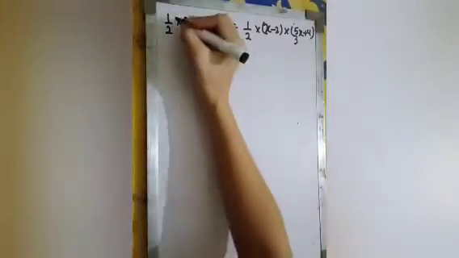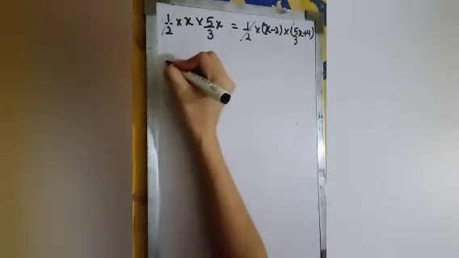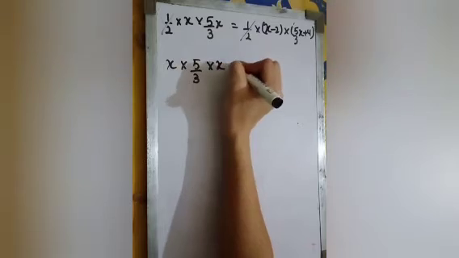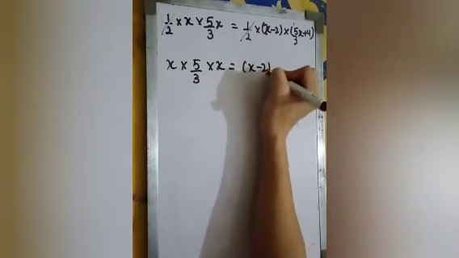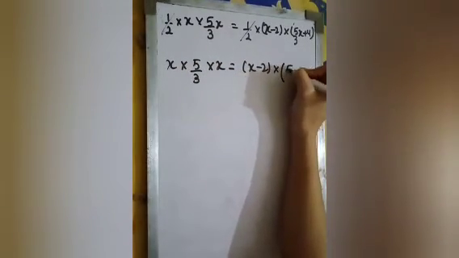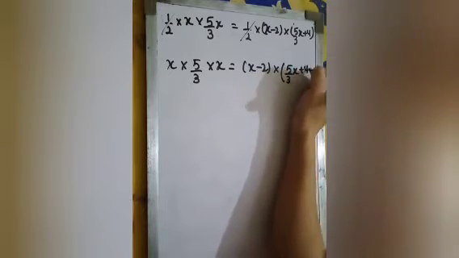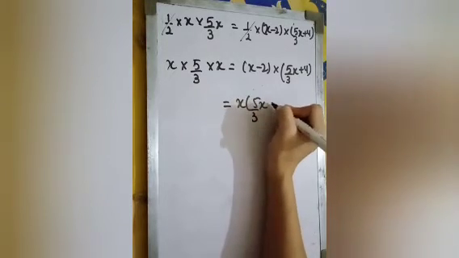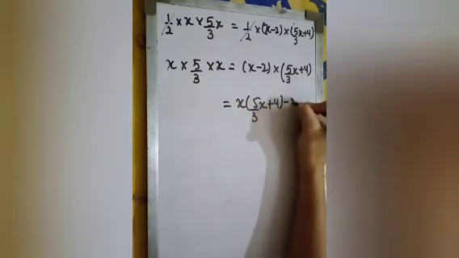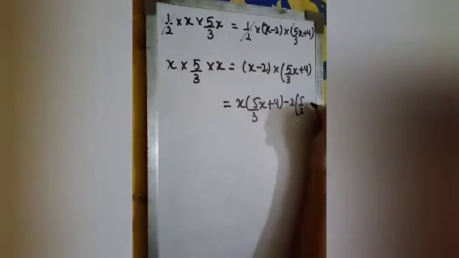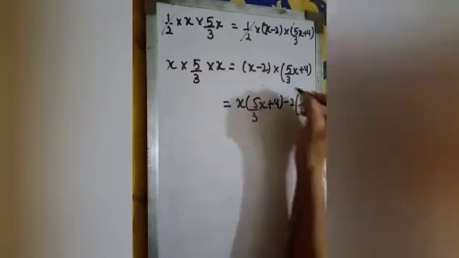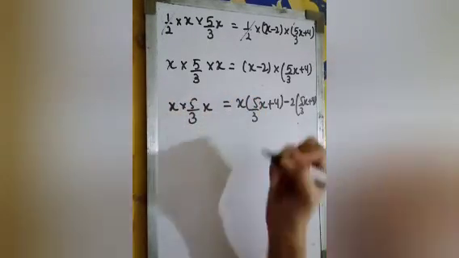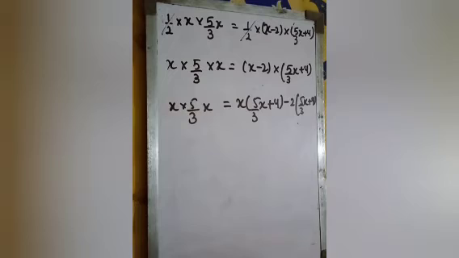See, this half will cancel with the other half. Here we have x into 5 upon 3 into x. Here we have x minus 2 into 5 upon 3 x plus 4. Now multiply this x by 5 upon 3x minus 2 by 5 upon 3x plus 4. Binomial is multiplying with binomial. We have done this type of multiplication in the previous chapter. Remember? Solve it.